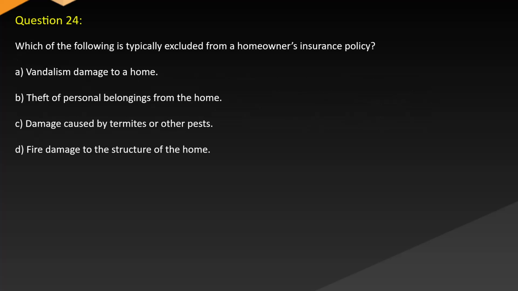Question 24. Which of the following is typically excluded from a homeowner's insurance policy? A. Vandalism damage to a home. B. Theft of personal belongings from the home. C. Damage caused by termites or other pests. D. Fire damage to the structure of the home.